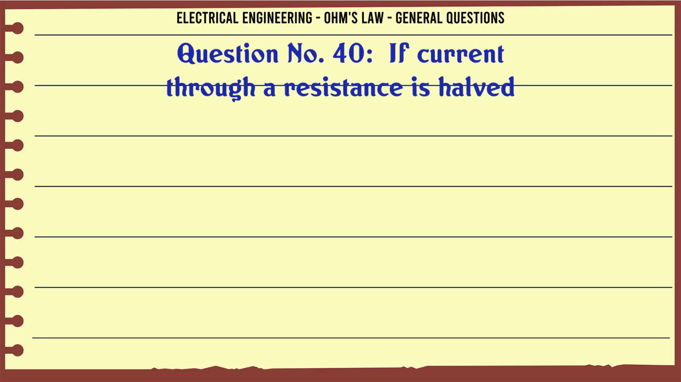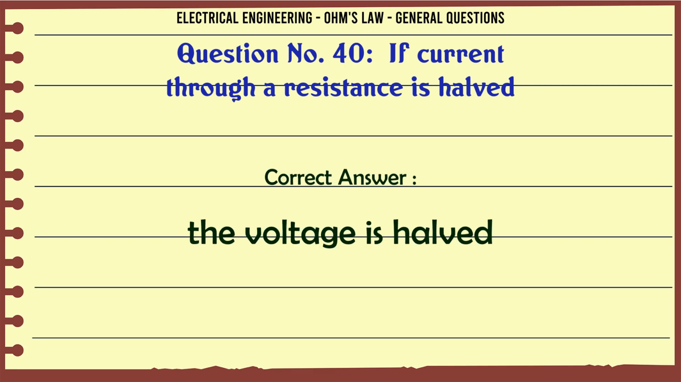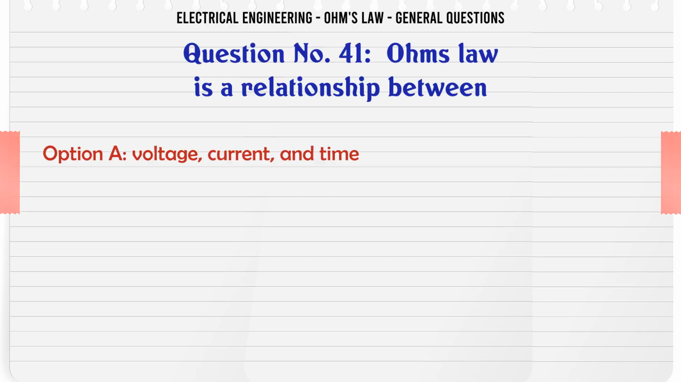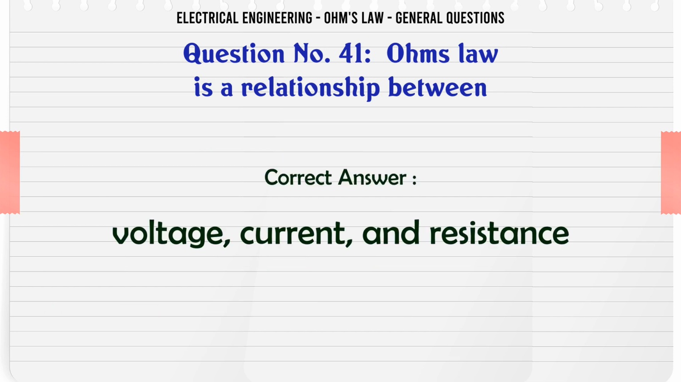If current through a resistance is halved, A. The resistance is halved. B. The voltage is halved. C. The voltage doubles. D. None of the above. The correct answer is the voltage is halved. Ohm's law is a relationship between A. Voltage, current and time. B. Power, current and resistance. C. Resistance, time and current. D. Voltage, current and resistance. The correct answer is voltage, current and resistance.